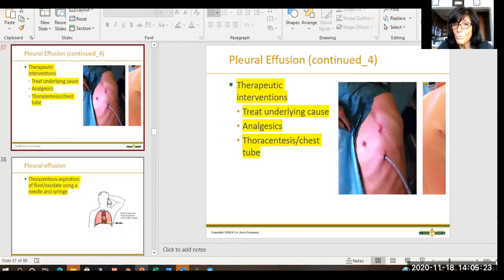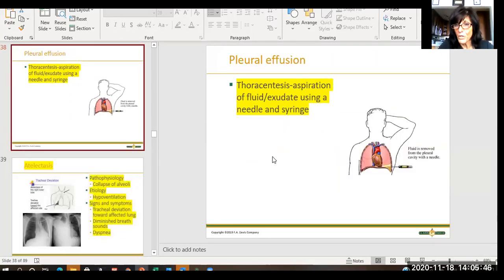This is a great picture of a chest tube, okay? So this poor guy, there's the chest tube, and it goes right, it's underneath the rib, goes into the intercostal space, and it's drawing out whatever's in there that's not supposed to be in there. Like I said, it could be fluid, could be blood, it could be pus. There's thoracentesis, where they stick the needle in and they remove the fluid or the exudate with a needle and a syringe. Right?